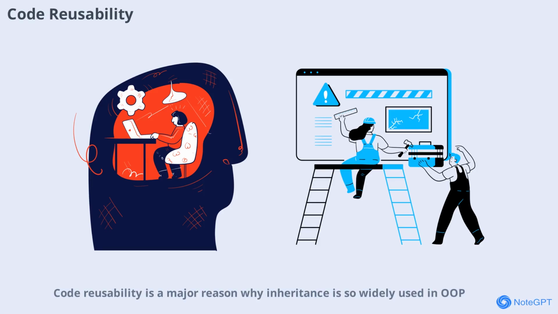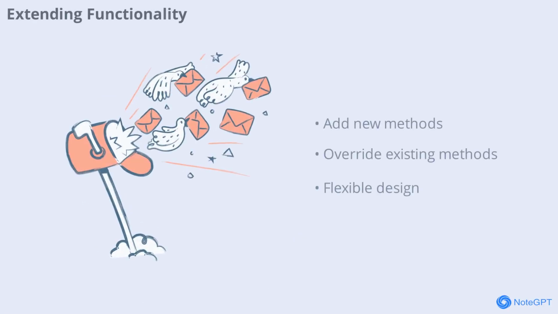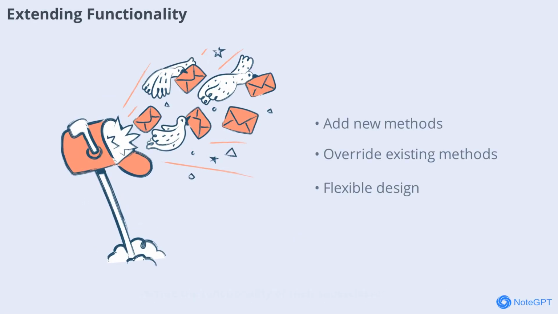Code reusability is a major reason why inheritance is so widely used in OOP. Inheritance allows subclasses to extend or override the functionality of their superclasses. This means you can add new methods or change existing ones to suit the needs of the subclass. For example, while all animals might have an eat method, a dog class could override this method to include specific behaviors. This flexibility makes inheritance a powerful tool for building complex, adaptable software.